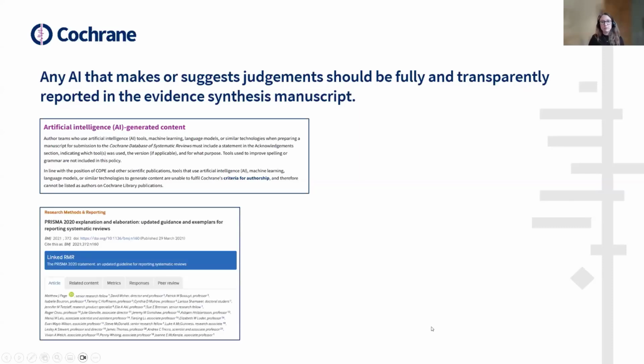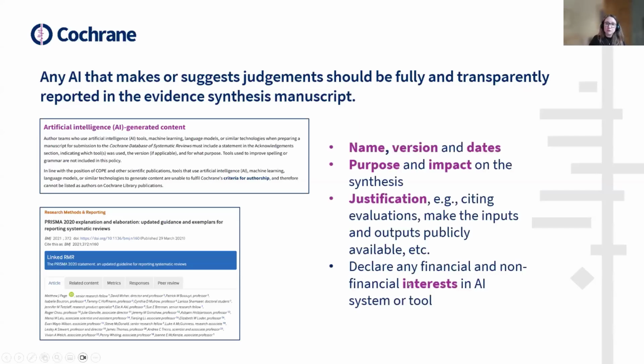And Cochrane adheres to the PRISMA reporting standards, which include items on reporting automation tools that have been used at different stages of your evidence synthesis. And in general, what authors should be reporting on is the name, the version, and the dates that the AI tool was used. You also need to talk about the purpose for using AI and which parts of the synthesis were impacted. Best practice here involves things like citing or referencing user guidance, or reporting how it was used in the review, along with any modifications that were applied.